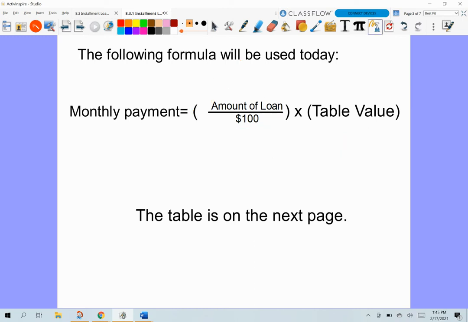So if we had, say, a $500 loan, 500 divided by 100, our multiplier is 5. And then we multiply that by whatever our payment would have been from the table. This part is kind of automated. You take your dollar amount divided by 100, and that calculates how many times that $100 payment you're making.